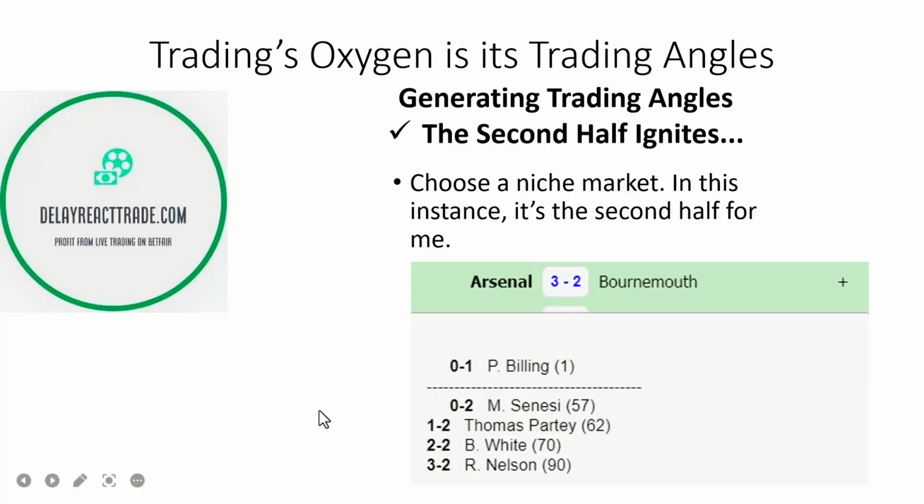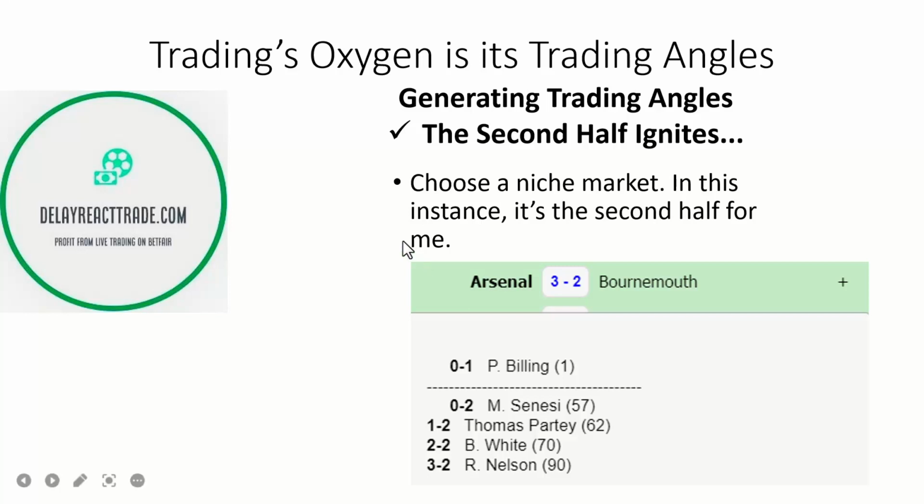How about a niche? Choose a niche market. In this instance, it's the second half. Look at this match. Outstanding stuff from Arsenal. Bournemouth take the lead. It's 0-1. What? Bournemouth 0-2 lead? Now, where's your trading angle?